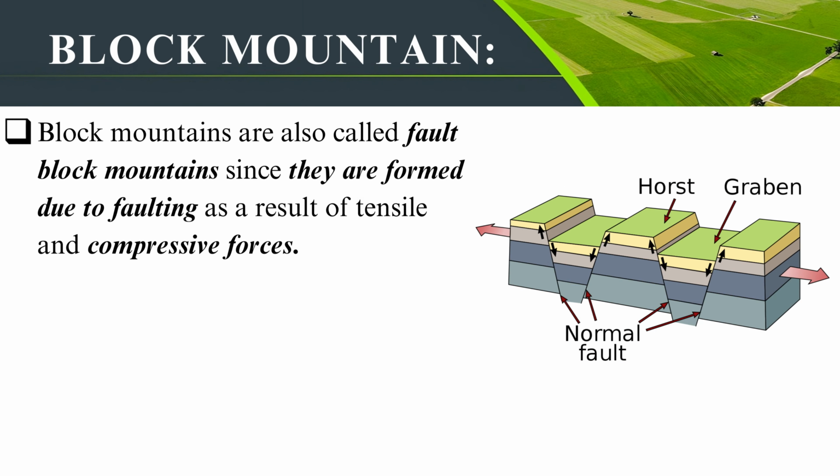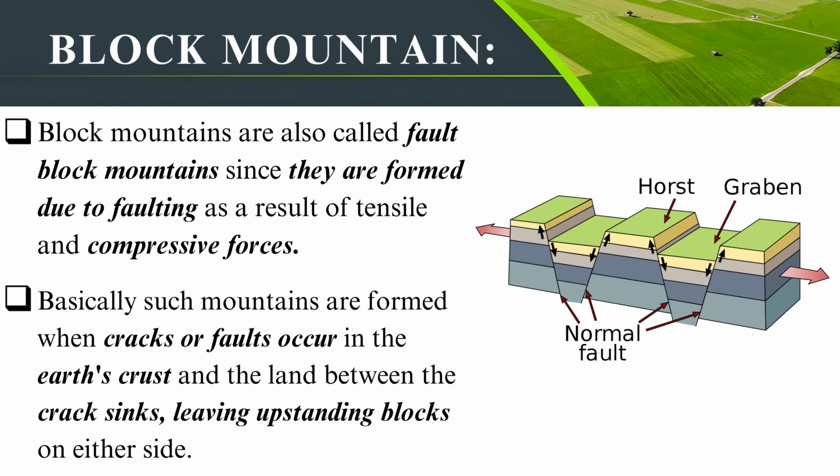Now we'll talk about the block mountain. Block mountains are also called fault block mountains since they are formed due to faulting as a result of tensile and compressive force. Basically, such mountains are formed when cracks or faults occur in the earth's crust and the land between the cracks sinks, leaving upstanding blocks on either side.